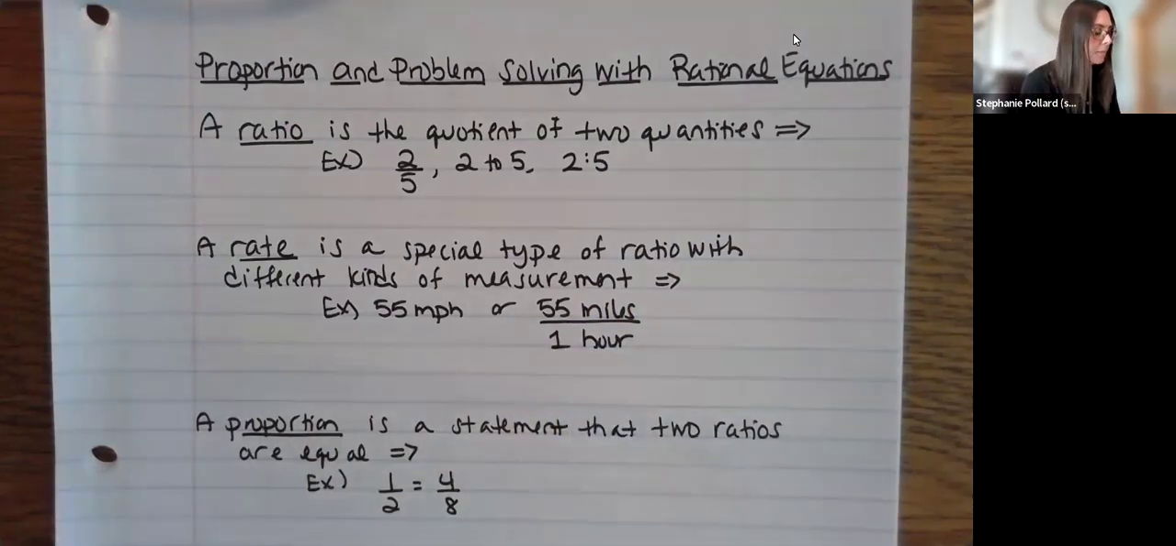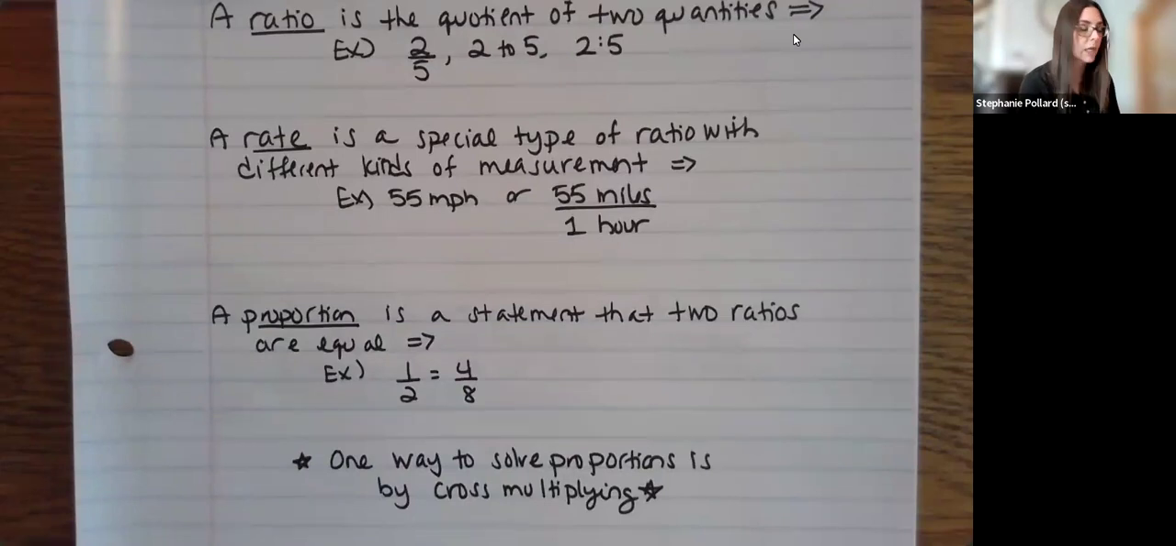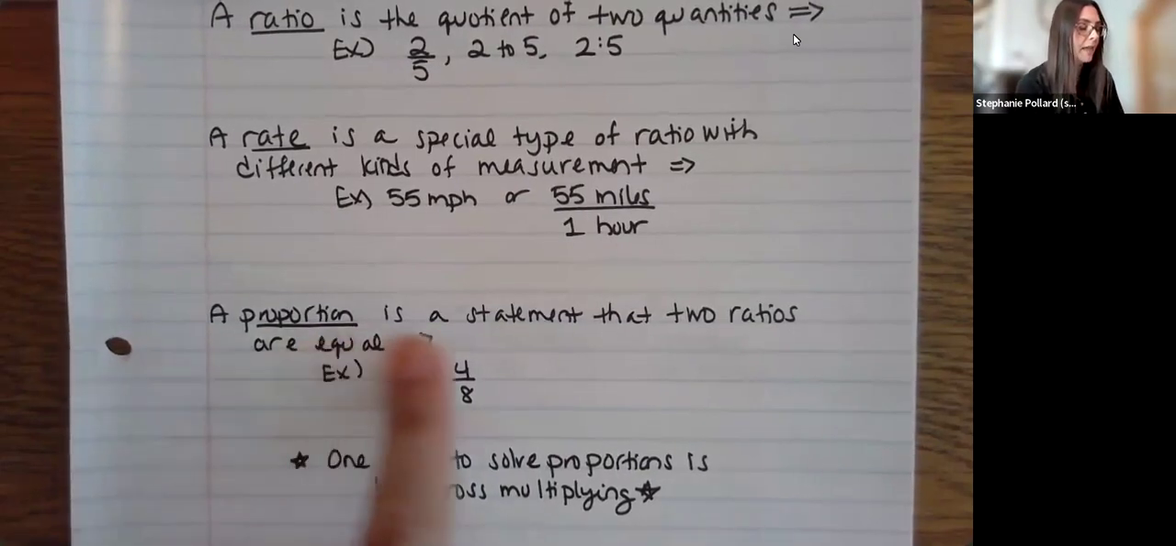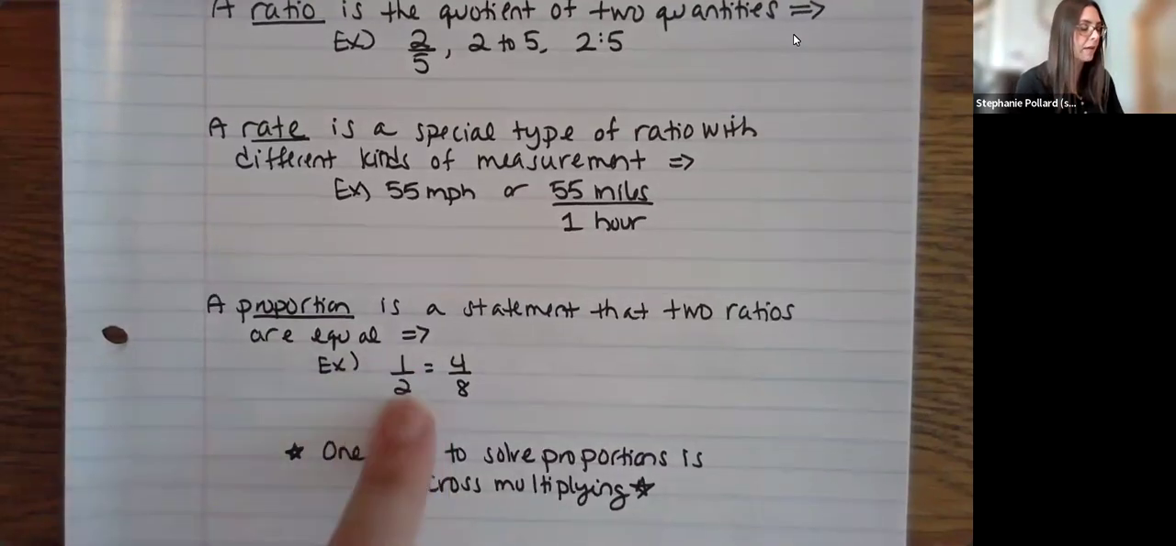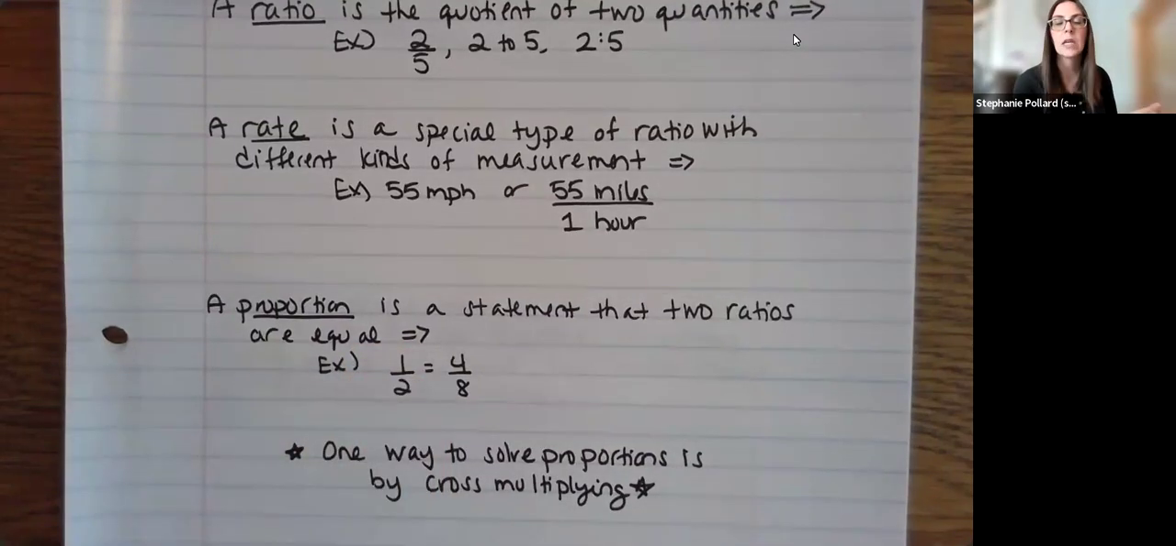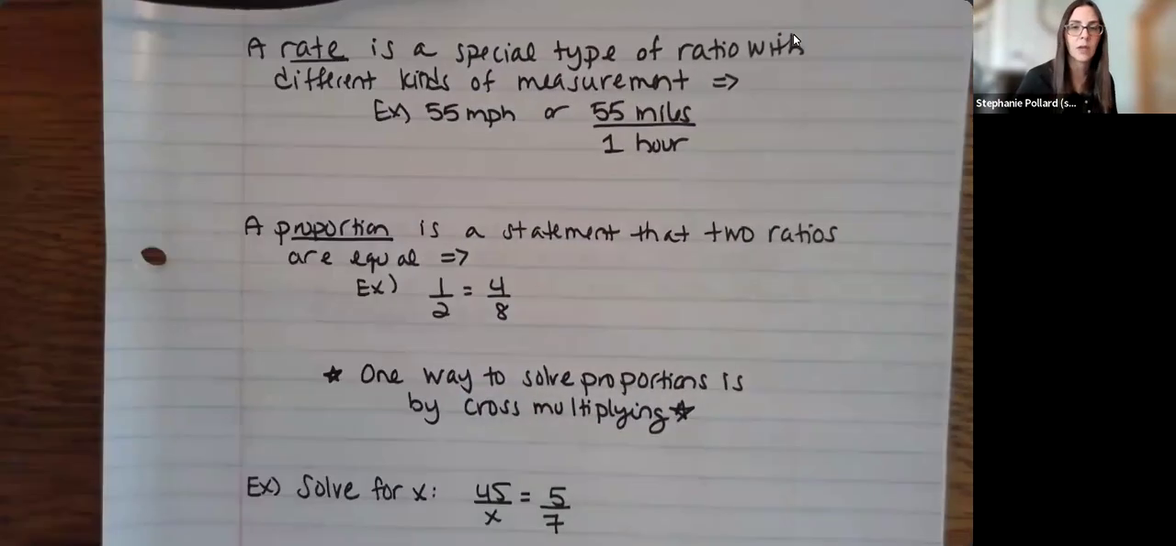Now, the last key piece here is proportion. A proportion is a statement that two ratios are equal. For instance, we know that 1/2 and 4/8 are the same, right? 4/8 does simplify down to 1/2, or if we multiply both of these by 4/4, we would get 4/8. So a proportion is particularly when two ratios are the same. And that's really going to be our focus of this video.